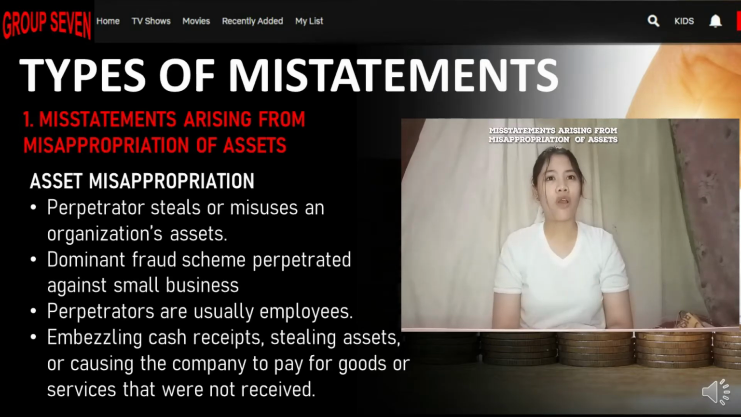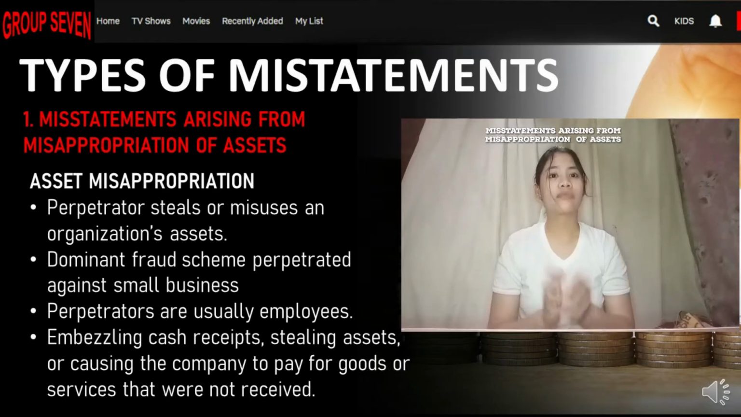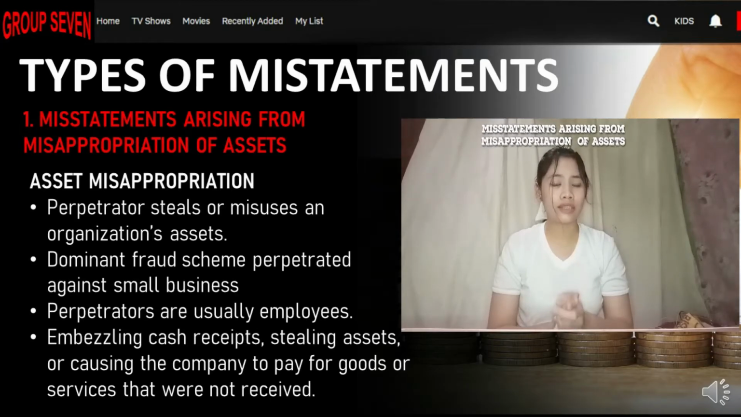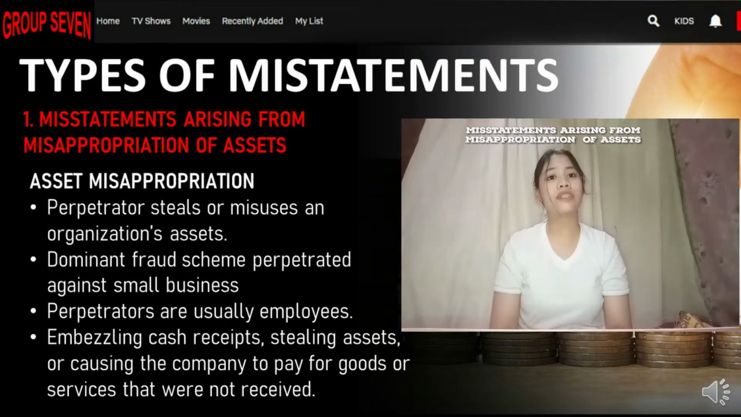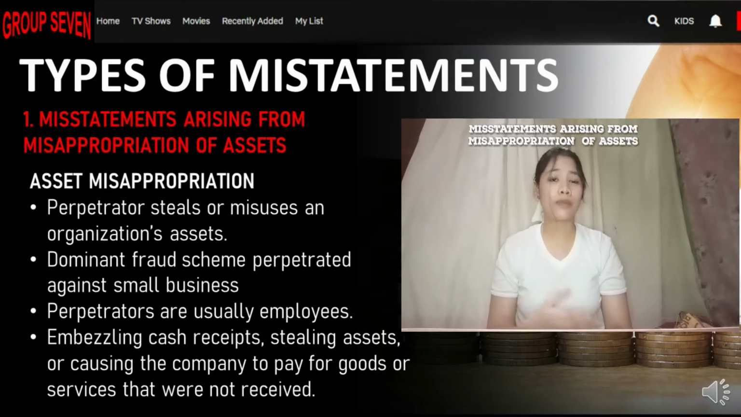Asset misappropriation occurs when a perpetrator, or an individual that carries out harmful or illegal acts, steals or misuses an organization's assets. It is a dominant fraud scheme perpetrated against small businesses and mostly employees are the perpetrators. Also, asset misappropriation can be observed in various ways, such as embezzling cash receipts, stealing assets, or causing the company to pay for goods or services that were not received.